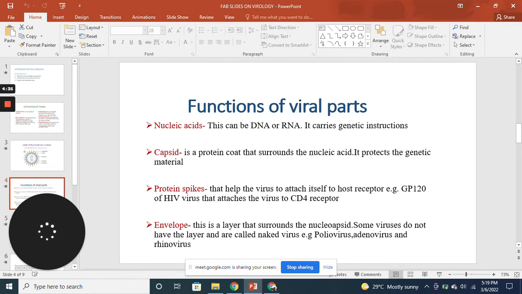Then we have another part of the virus called the protein spike. This one can also be called the glycoprotein. For example, the HIV virus has glycoprotein 120, which attaches itself to the CD4 receptor in the T cell. Then we have another part called the envelope. The envelope is a layer that surrounds the nucleocapsid, and some viruses do not have this layer, and therefore they are called naked viruses. Examples of naked viruses are polioviruses, adenoviruses, and rhinoviruses.